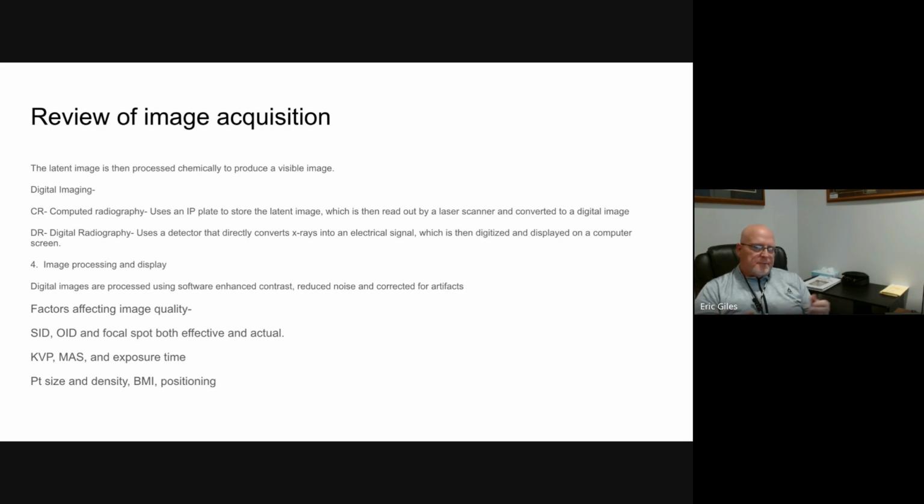So we also talked about factors that affect image quality, and there's a lot of them. You would think that it's just your technical factors, but there's a lot more that can affect our image in a bad way. SID, source to image distance, OID, object to image distance, and focal spot, both effective and actual, they all affect our image quality. You know, how close do you have that patient to the image receptor? If there's space there, we're going to have some magnification. That's called OID. Okay. Now, the source to image distance, you know, we usually shoot our images at 40, right?